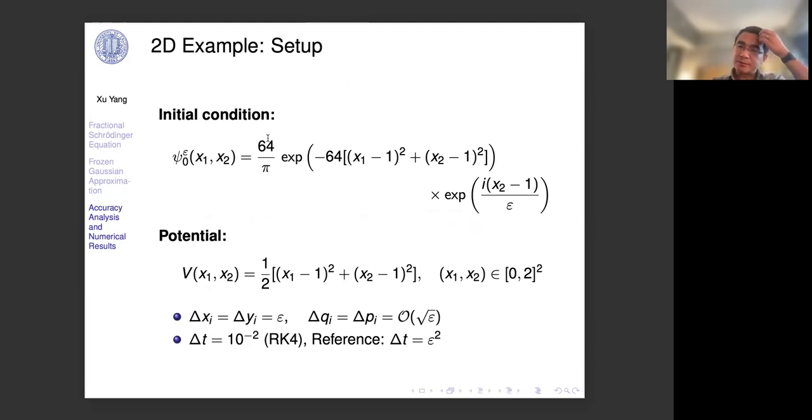So it's also a Gaussian packet, a Gaussian shape initial condition in the WKB form. And the velocity is 1, propagating in the x2 direction. Essentially this is the same setup as the 1D, just put in two-dimensional directions.